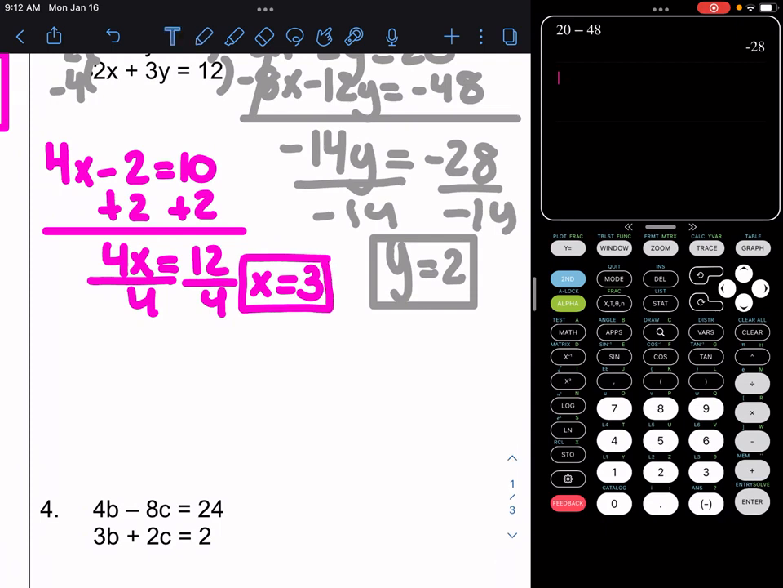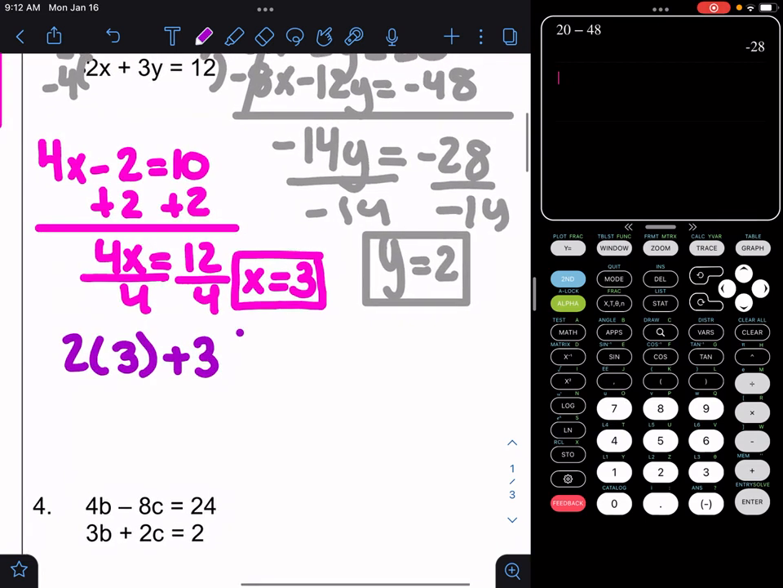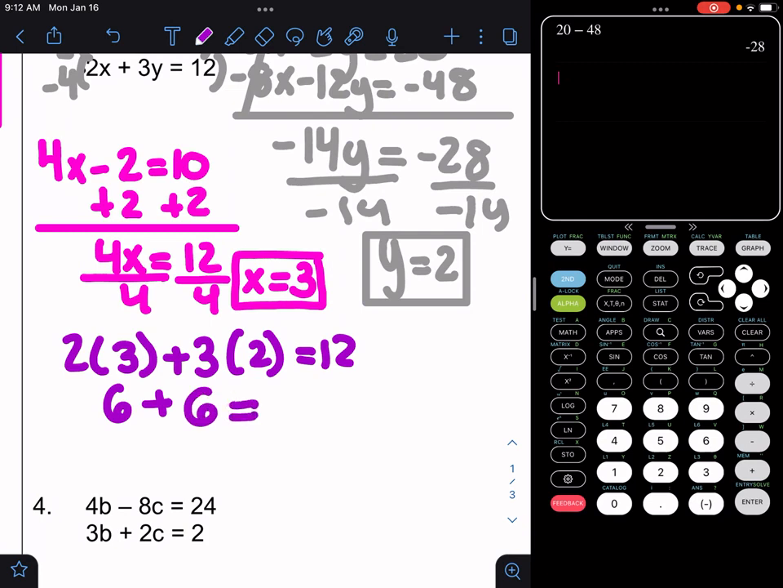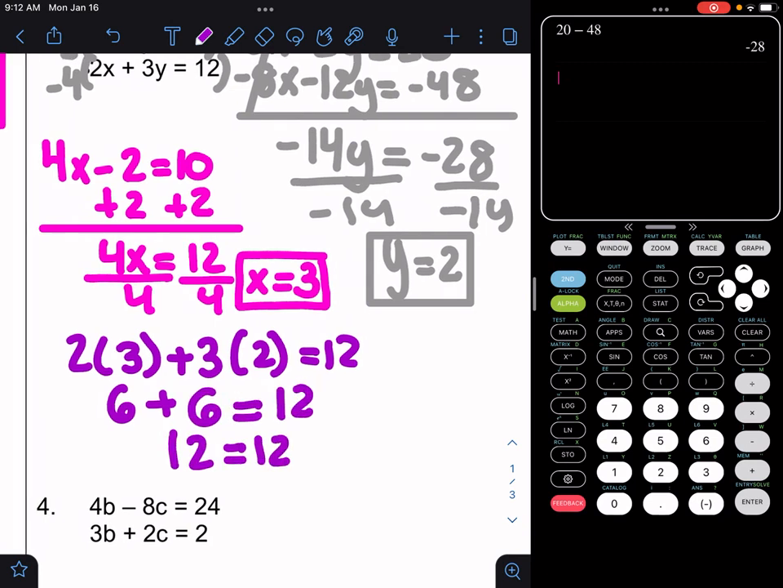Now I'm going to use the second equation to make sure this is correct. So 2 times x, which is 3, plus 3 times y, which is 2, equals 12. 2 times 3 is 6, plus 3 times 2 is 6. Hopefully that equals 12. 6 plus 6 is 12, so 12 equals 12. We are good. What is our answer here? 3, 2.